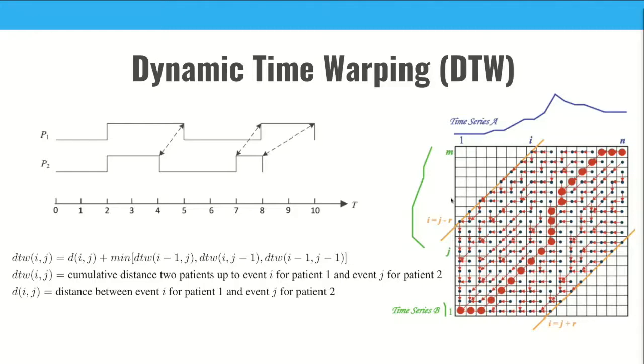Dynamic time warping distance is defined recursively. First, you calculate the distance between two patient tensors, and then you take the minimum dynamic time warping distance between those two patients in one of the previous cells. The graph on the right illustrates this concept. It also illustrates, with the orange lines, the maximum warping window. The maximum warping window limits the range of calculations for dynamic time warping to increase the efficiency of this calculation.